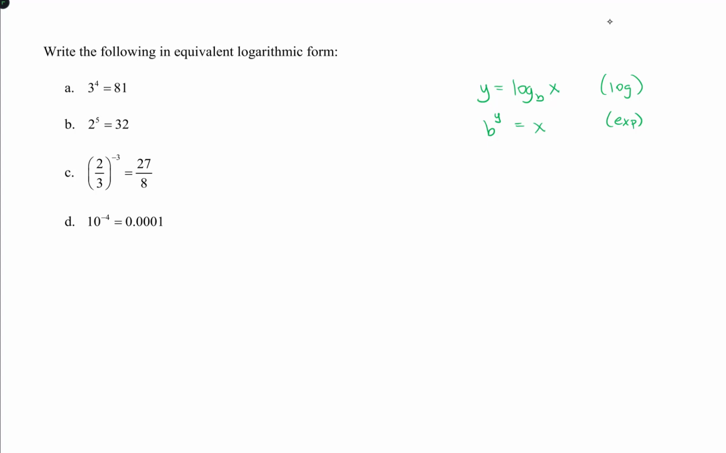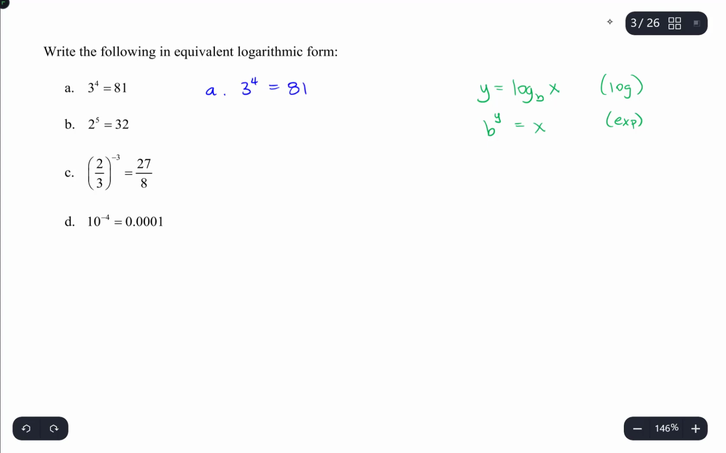So this gives me a mapping to change between exponential and logarithmic form. And this is a really important concept to be able to do effectively because it helps you later on in solving equations. So to go from exponential form into logarithmic form, first off, for part A, I have 3 to the 4th equals 81. So the easy value to identify is the base, because the base of your logarithm and the base of your exponential are generally very easy to identify.